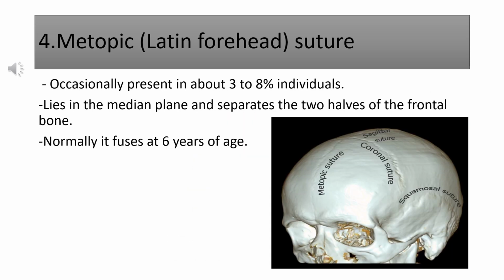So last one is metopic suture. This is occasionally present in about 3 to 8% of individuals. It lies in the median plane and separates the two halves of the frontal bone. Normally it fuses at the age of 6.